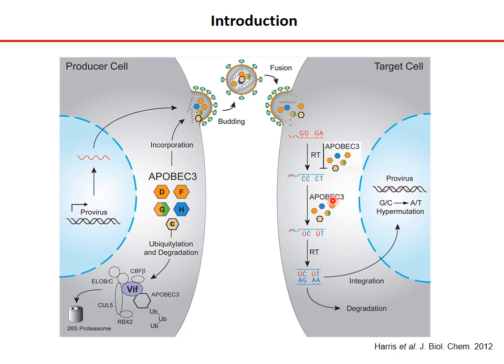Second, they can deaminate cytosines to uracils on the minus strand of cDNAs, causing G-to-A hypermutation and leading to non-functional proviruses. Third, they can cause hypermutation of the viral cDNA, leading to its degradation prior to the integration. However, lentiviruses such as HIV encode a protein called Vif, which antagonizes APOBEC3 proteins by causing their degradation.